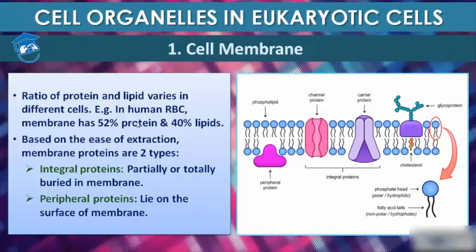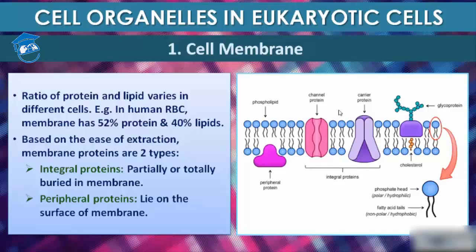Now, based on the ease of extraction, membrane proteins are of two types. First is integral protein and second is peripheral protein. So these two are integral proteins and this is a peripheral protein. Integral proteins are partially or totally buried in the membrane. As you can see, this one is totally buried in the membrane, students.